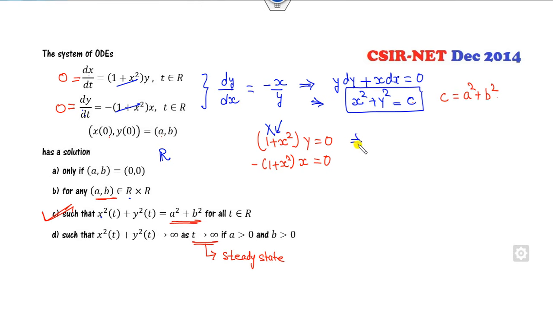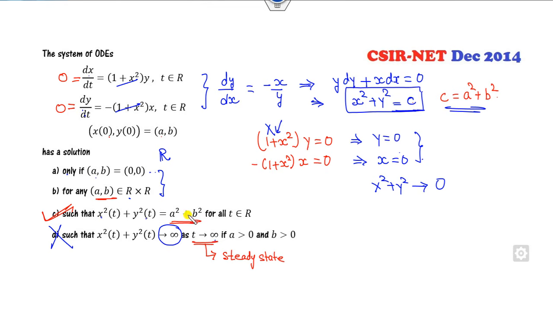So it means y will be my 0. This means x will be my 0. So it means x square plus y square will go to 0, but he said goes to infinity. So this option is cancelled. Only in this case, because in these two cases t approaches infinity is not there, we can solve like this way. So this will go to a square plus b square. So these options are cancelled. C is the right answer.